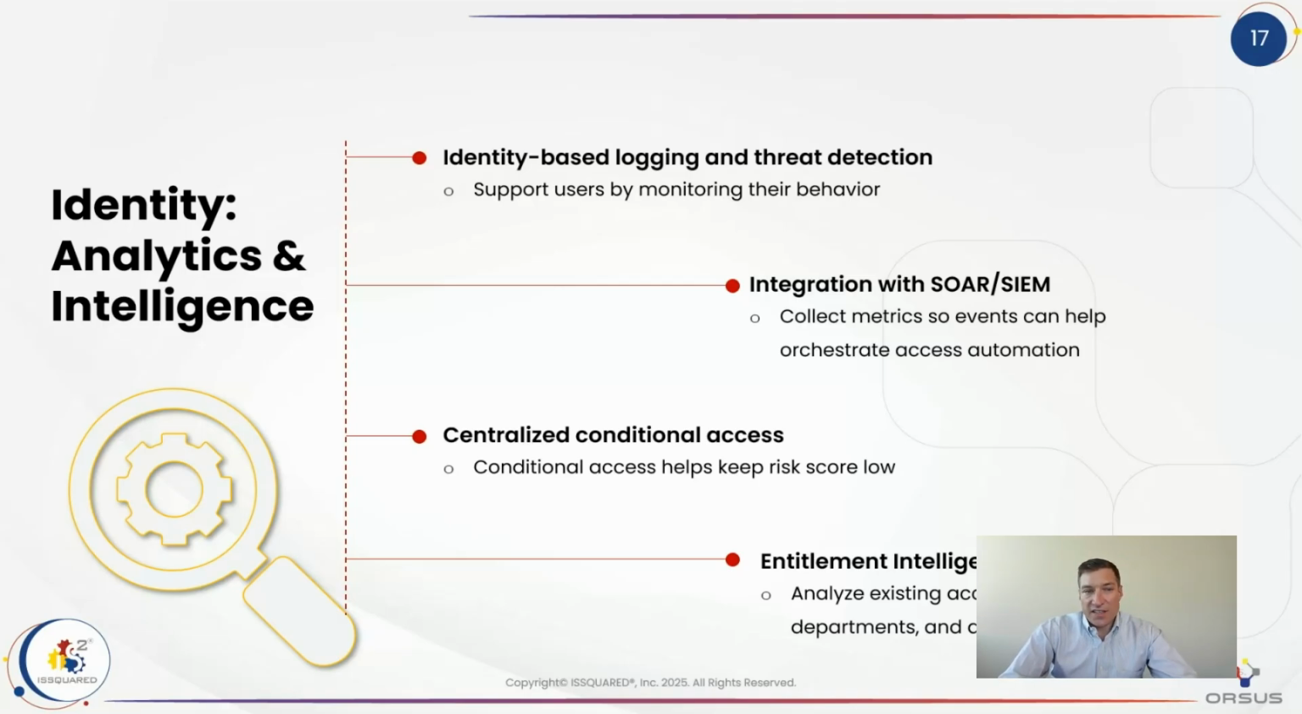Centralized conditional access is very important here, where conditional access helps yield a low risk score. And this is really important as we keep our attack surface low, but we really want to keep these risk scores low such that we don't open ourselves up to breaches. Entitlement intelligence and role mining, where we analyze existing access patterns across users, departments, and applications.